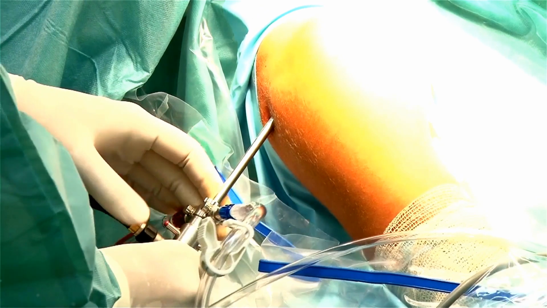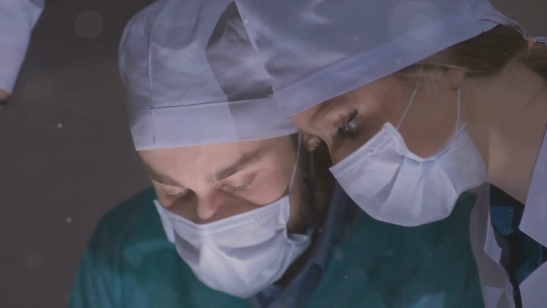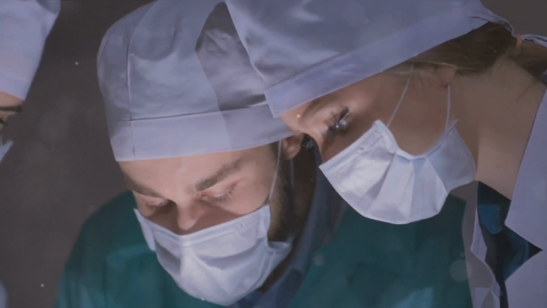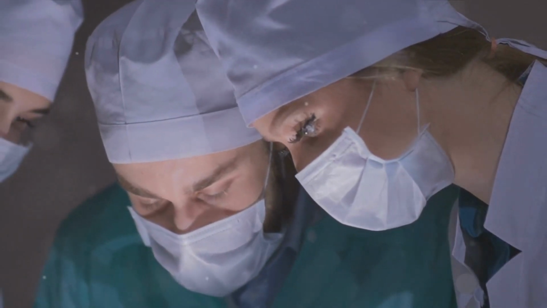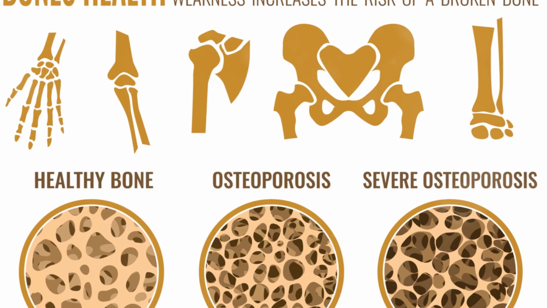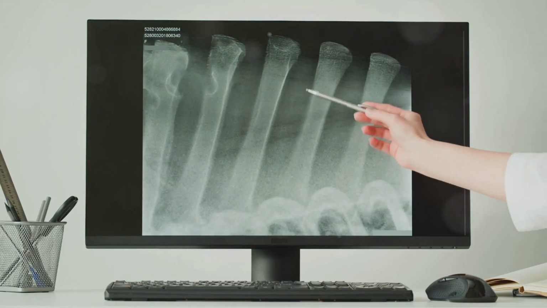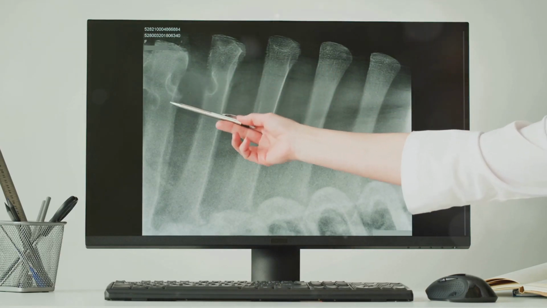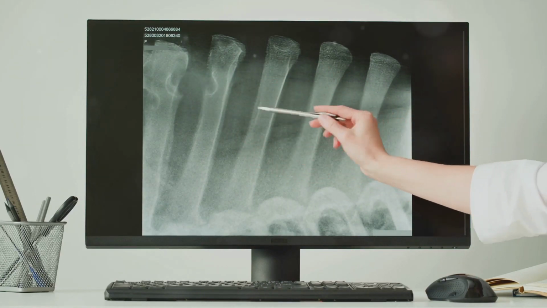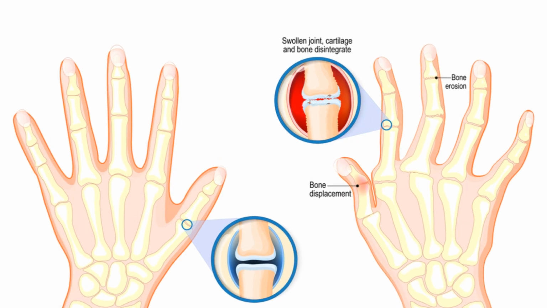Arthro is a prefix that denotes relation to joints, and scopy is a suffix referring to visual examination. So, arthroscopy describes a procedure where doctors visually examine a joint, usually with a tiny camera inserted through a small incision. Moving on, we have osteoporosis. This term is derived from two roots, osteo, meaning bone, and porosis, indicating thinning or porous. So, osteoporosis is a condition where the bones become thin and porous, making them weak and prone to fractures.